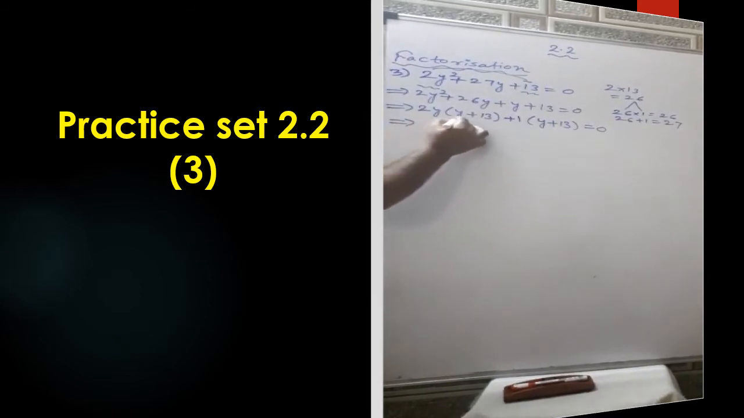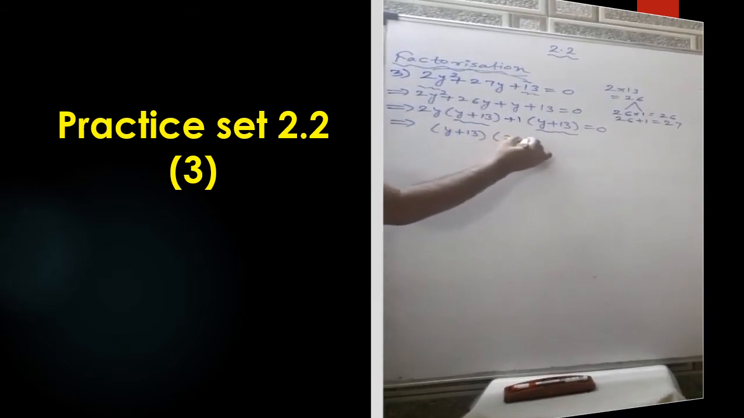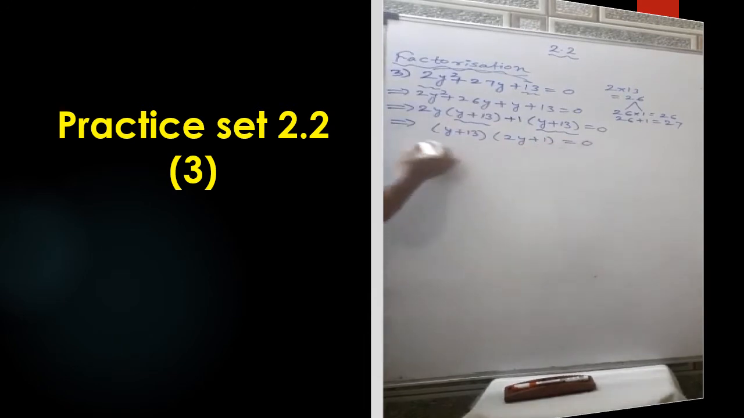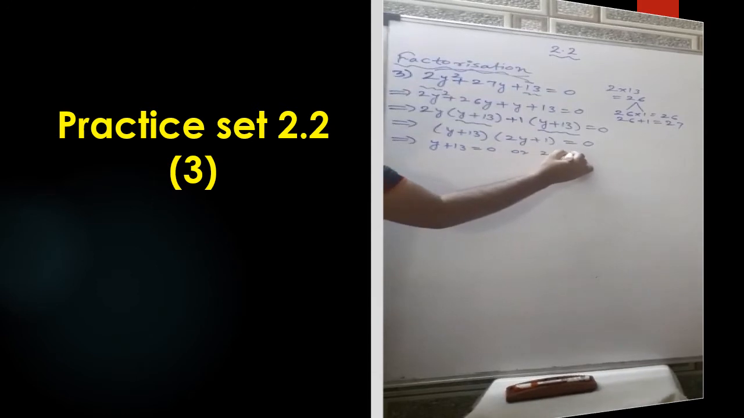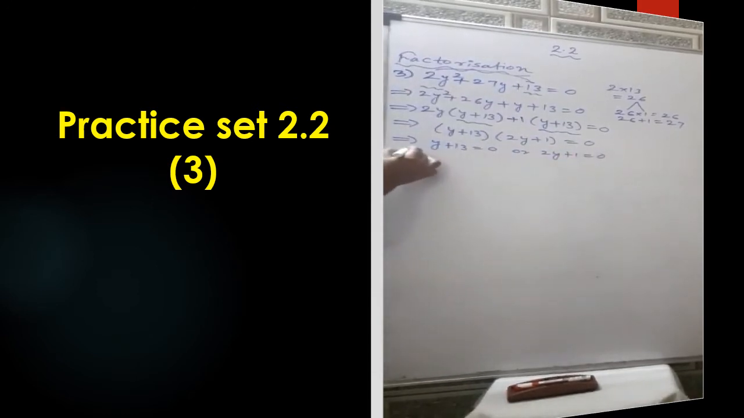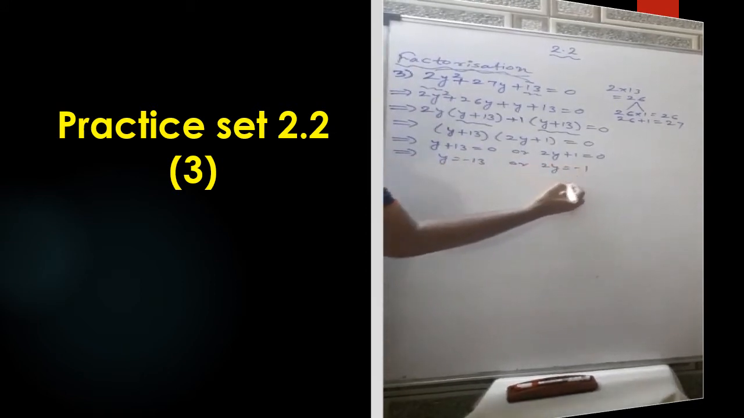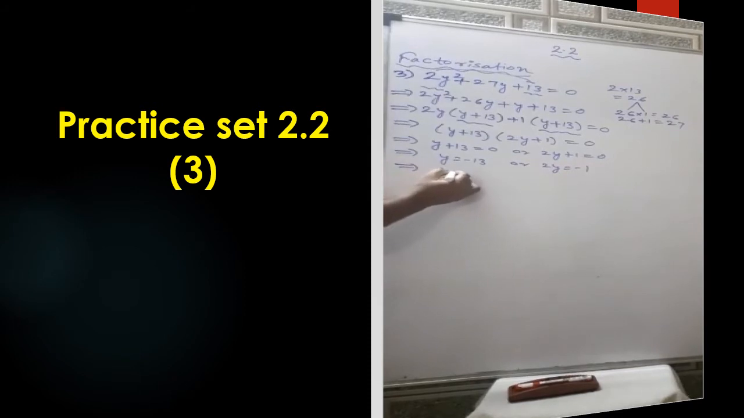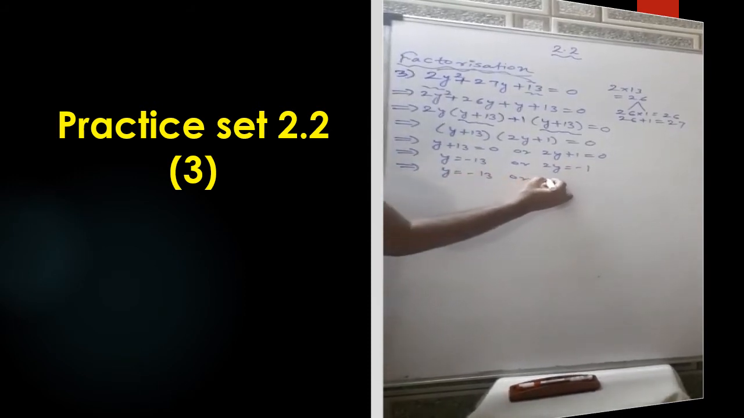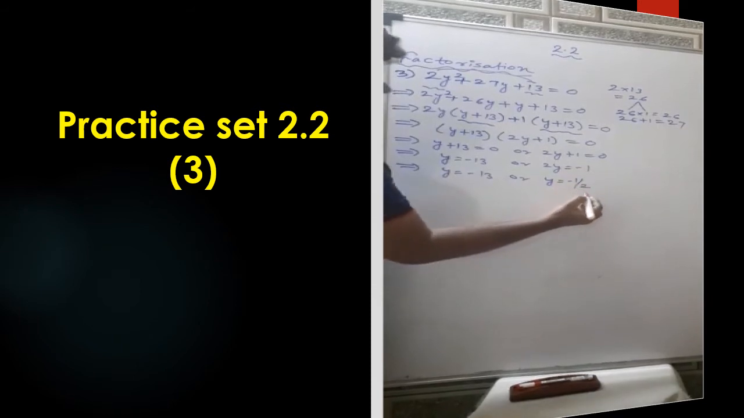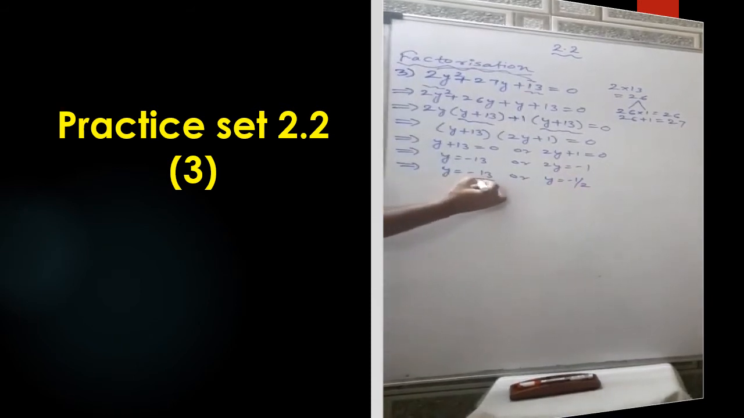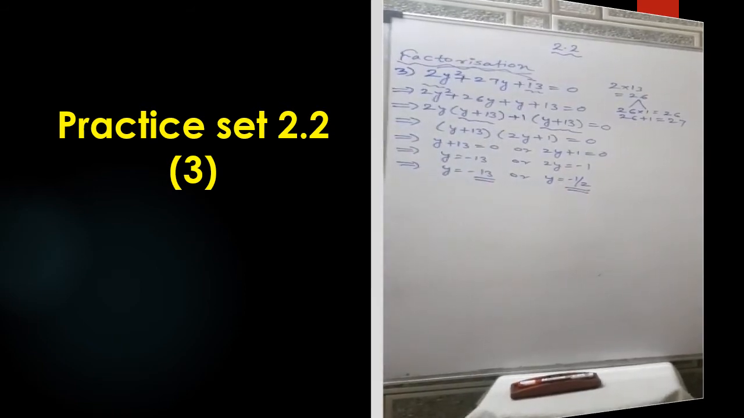Now y plus 13 and y plus 13 is a common bracket, that we write a 1. What remains is 2y plus 1 that equals 0. Now y plus 13 equals 0 or 2y plus 1 equals 0. So therefore y equals minus 13 and 2y equals minus 1. So y equals minus 13 or y equals minus 1 upon 2. So it means minus 13 and minus 1 upon 2 are the roots of the given equation.